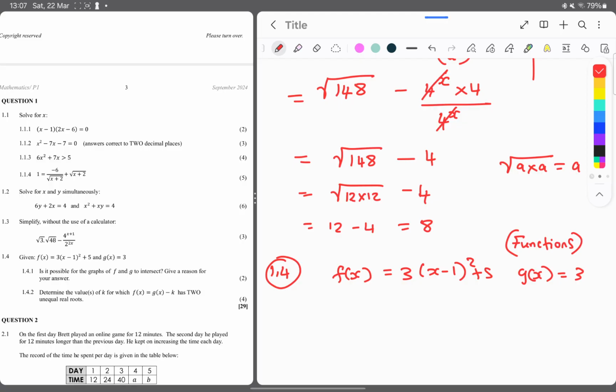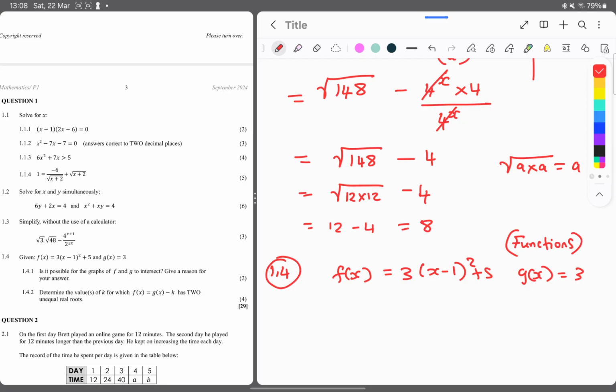Now, the first question here: is it possible for the graphs of f and g to intersect? Give a reason for your answer. Now, guys, this is not English, and it's most importantly not physical science. Your reasons here are not based on your English skills. They're based on your mathematics skills. So your reason must be mathematical rather than wordy, or using fancy English. No, we don't do that here. We must look at it in terms of mathematics.